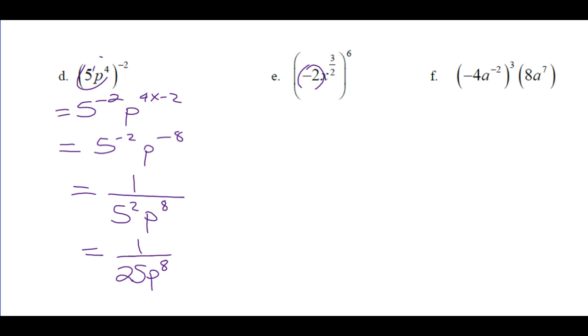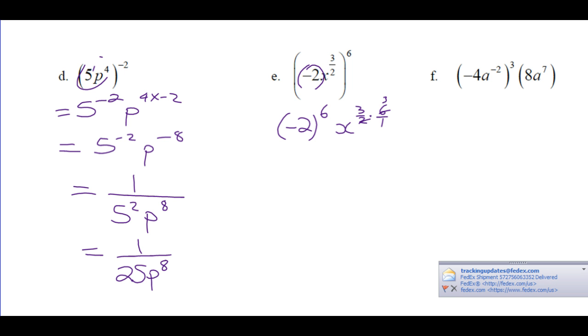This one is also power to a power, so we've got negative 2 to the 6th, and then x to the 3/2 times 6. Now, if I'm multiplying by 6, I'm going to write it as 6 over 1, right? Because it's like multiplying fractions. And it's nicer if I have a numerator and denominator, and I can say 2 goes into 6 3 times.